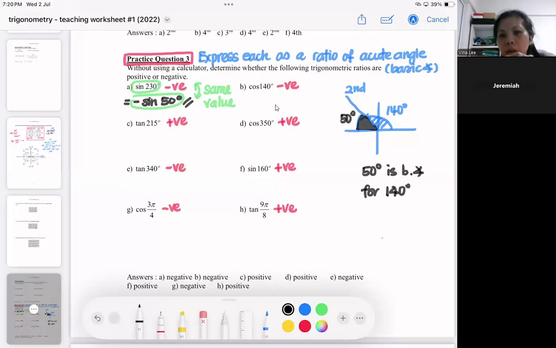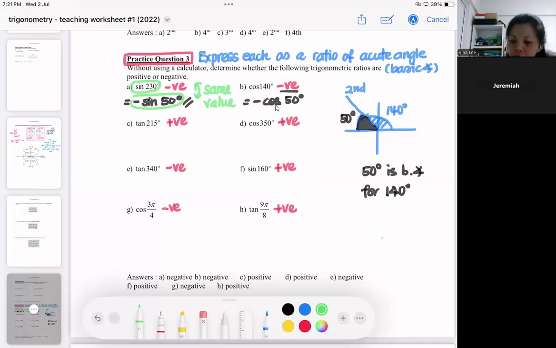So this basic angle is always lying on the horizontal axis, lying down. Now you found the friend for 140, and just now you know that this is negative. So it is minus cosine 50. So now we know that 50 is the friend, so it's essentially minus cosine 50.